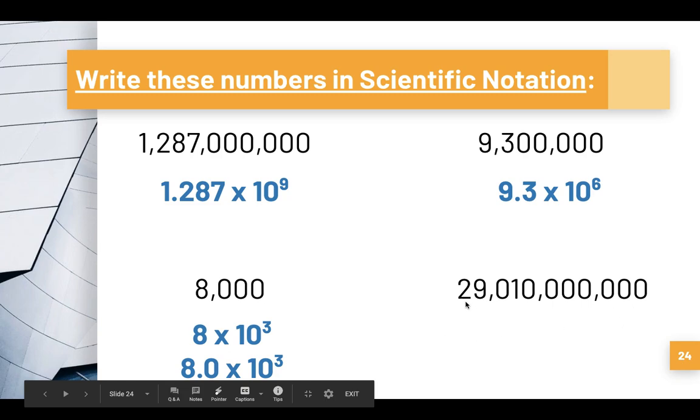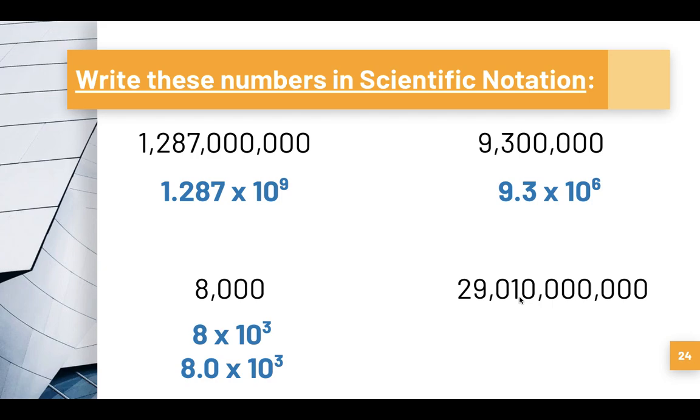This one, we have 29 billion, 10 million. How would we write that? So we have a little bit of mixed numbers here. When I say mixed numbers, that means we have a 0 in between some non-zero numbers. We have a 0 between this 9 and the 1. We have to include the 0 in this one.